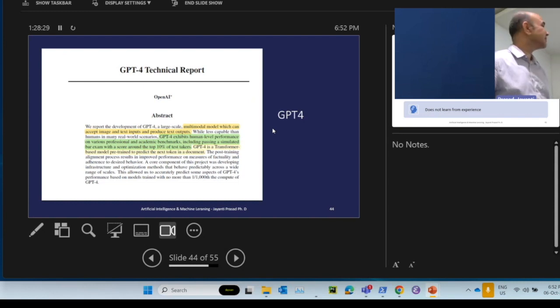It's written there, I think you can check it. We report the development of GPT-4, a large-scale multimodal model which can accept image and text inputs and produce text output.